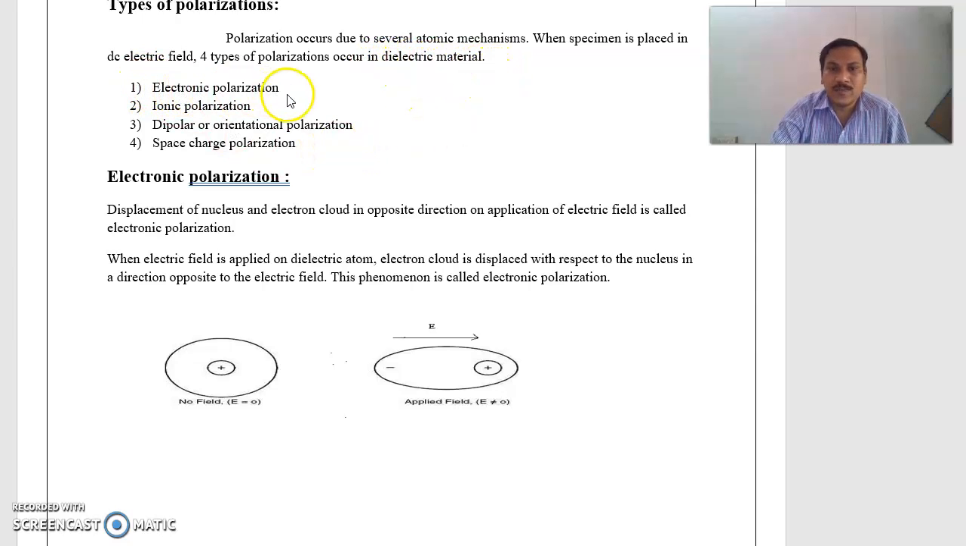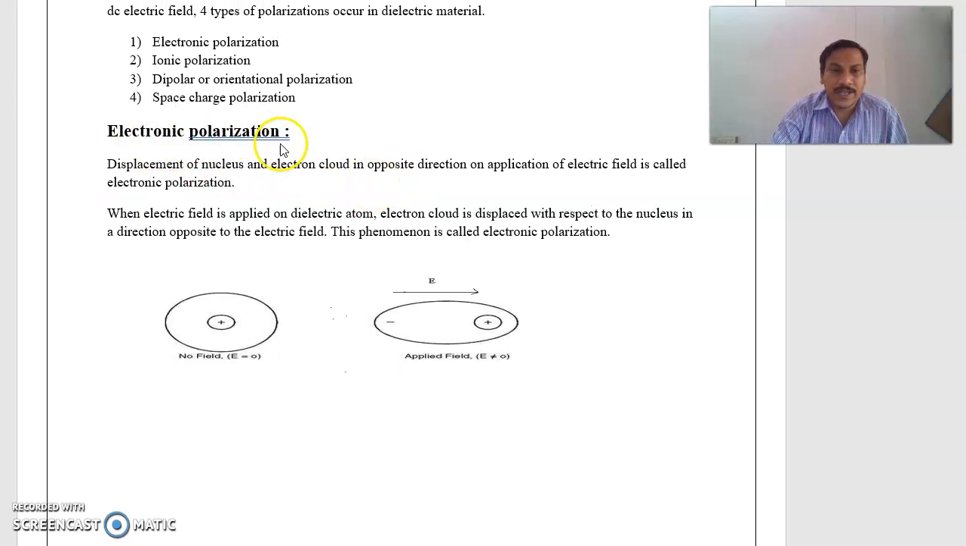First one, electronic polarization. Second one, ionic polarization. Third one, dipolar or orientational polarization. Fourth one, space charge polarization. So first we discuss the electronic polarization. Displacement of nucleus and electron cloud in opposite direction to applied electric field is called electronic polarization.